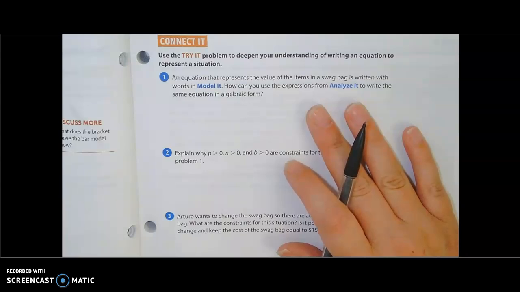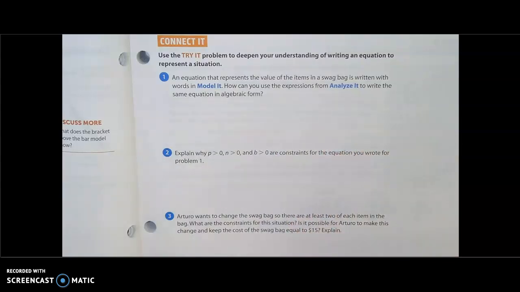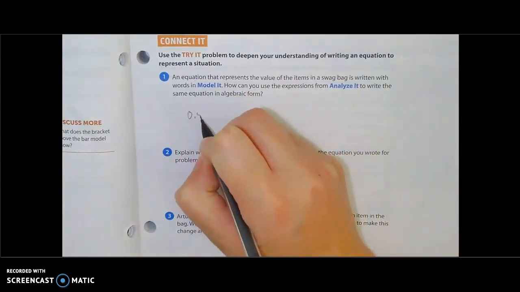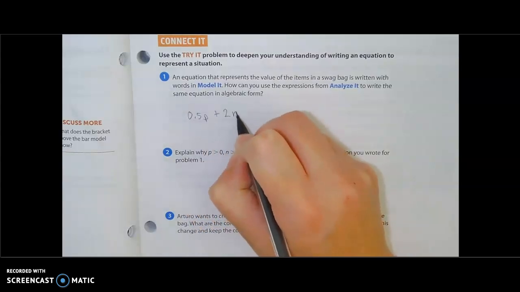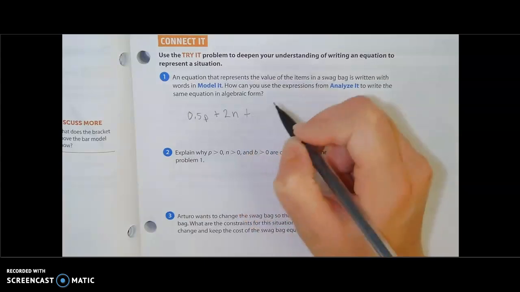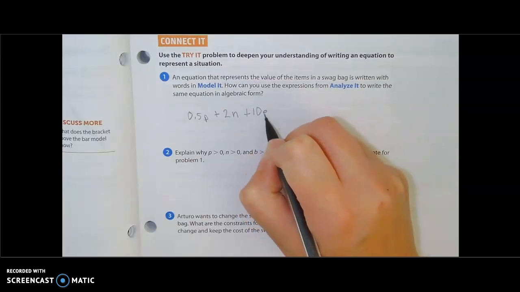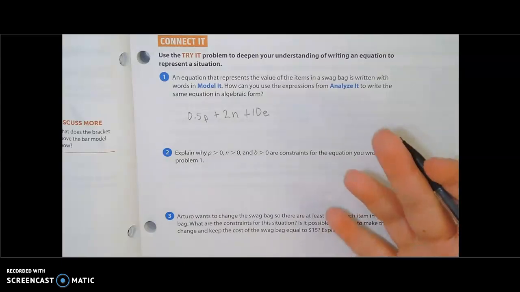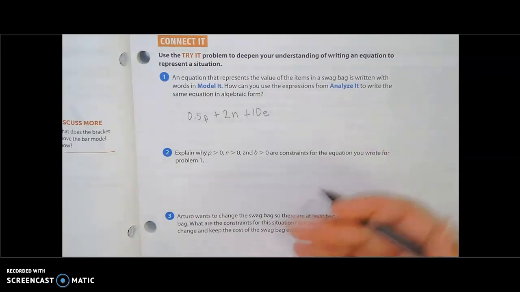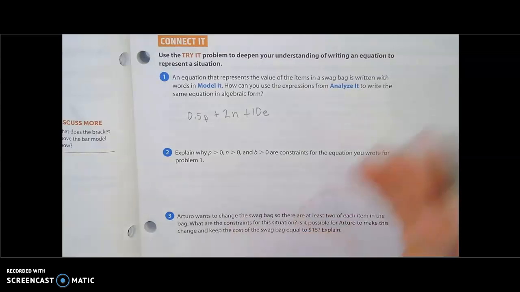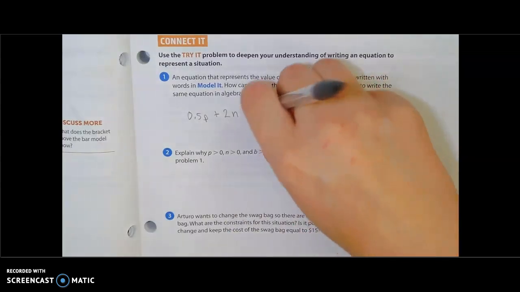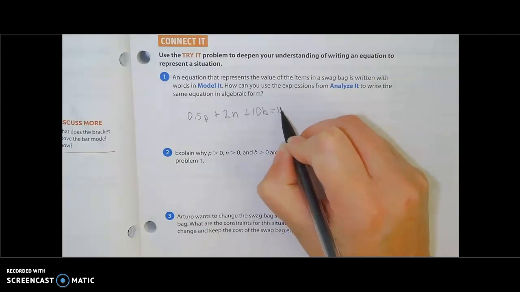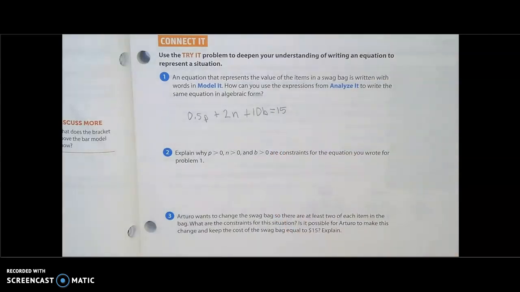Can we write that same equation in algebraic form? So the equation the student came up with was the fact that it was 50 cents for each pen, so 0.5p, plus the $2 per notepad, and they were using N for notepad, and then $10 for each earbud case, and so they called that E because of earbud. If you want to call it B because of cases, or the fact that down here has B for earbuds, that's up to you. I am going to switch just so that it's cohesive down the page. And that total of the bag is going to be $15. So that's what we came up with, number one.